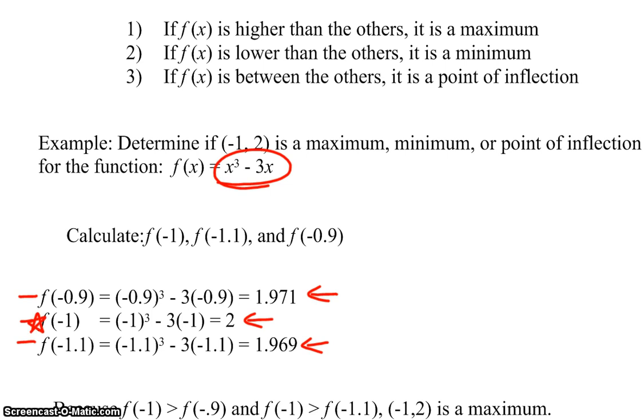This is the point I was interested in. I was interested in -1. So I'm going to compare the 2 to the other two values. Is it higher, lower, or in between? And it's higher than both of those, which means this is going to be a maximum.